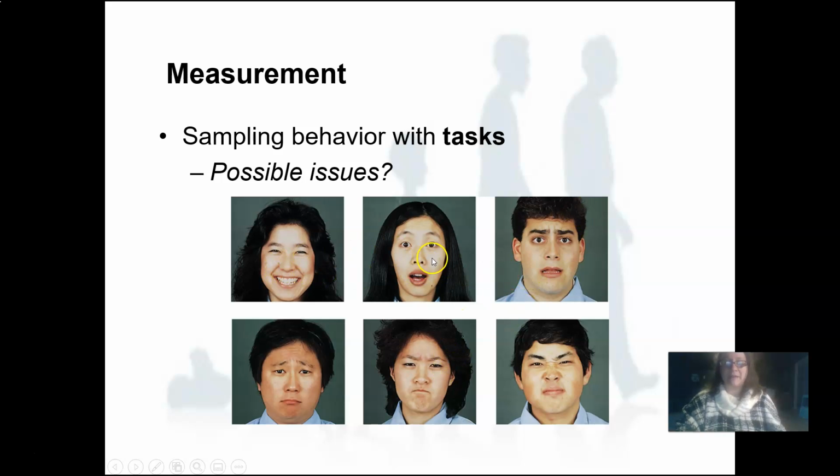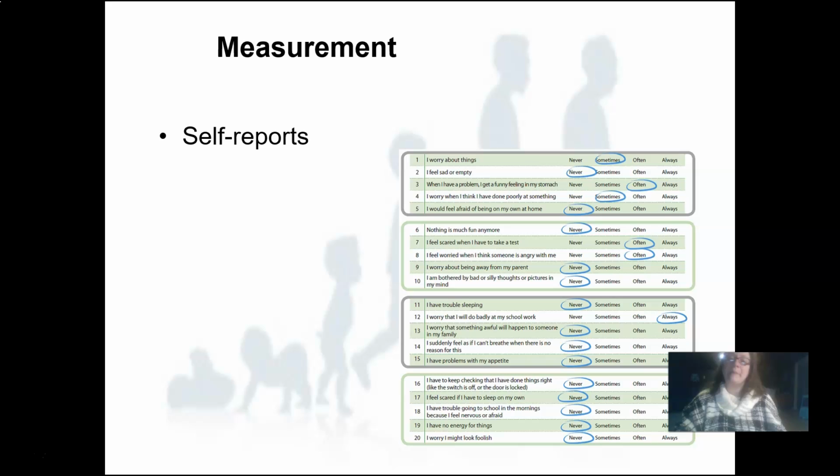So you might have a hard time understanding what this person in the middle is showing. You might say that's fear, but then the researcher says, no, that's surprise. But you might be really good at it in real life if there's a lot of context clues. So it's not exactly perfect, not akin to real life, but still has its purpose.